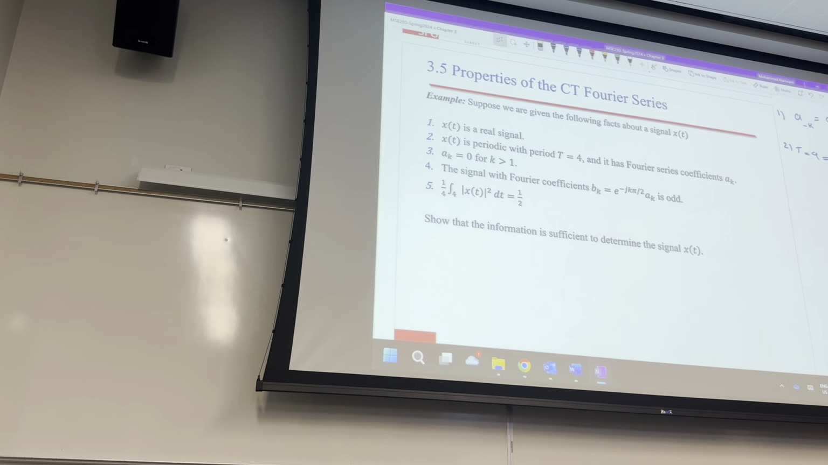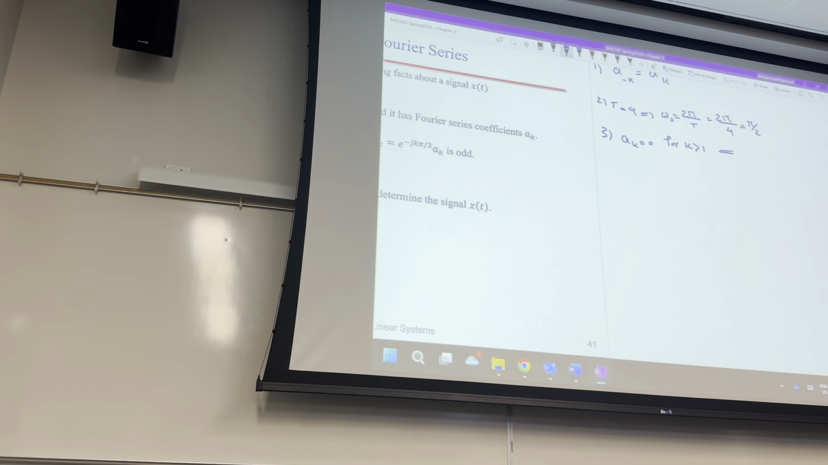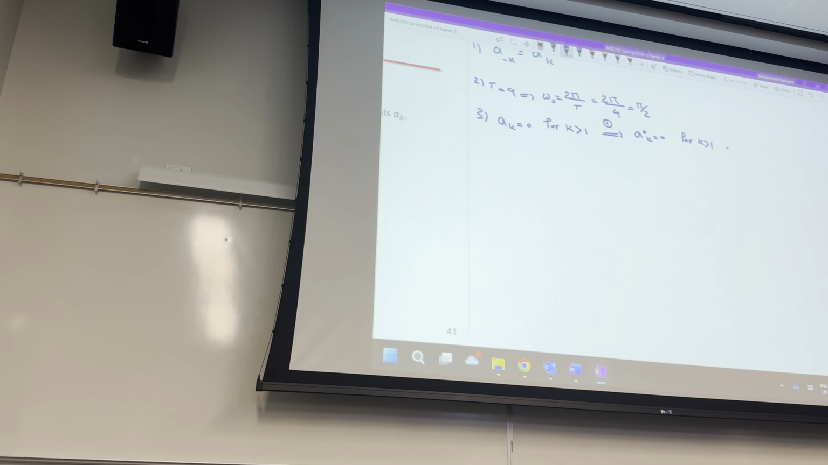And a k is 0 for k greater than 1. So if a k is 0 for k greater than 1, what can I say? Yes, a k is 0 for the absolute value of k greater than 1. Yeah, a minus k as well, right? Why? Because a minus k is equal to a star k. A star k is 0 because a k is 0. So what I can say is in this way: a star k is 0 for k greater than 1, and if that's the case, then again from 1, a minus k is 0 for k greater than 1.